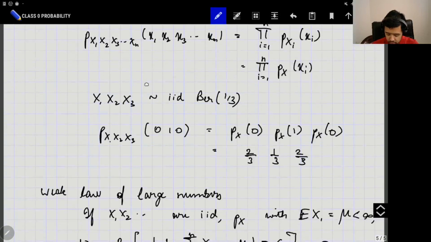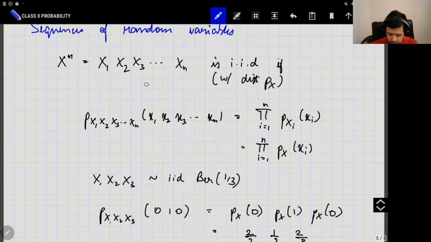Now, we've seen what it means for a sequence of random variables to be independent and identically distributed, and this is the case where there is absolutely no memory in some sense. So X2 contains no information about X1, X3 contains no information about X2, and so on. So there is really no dependency among the random variables.